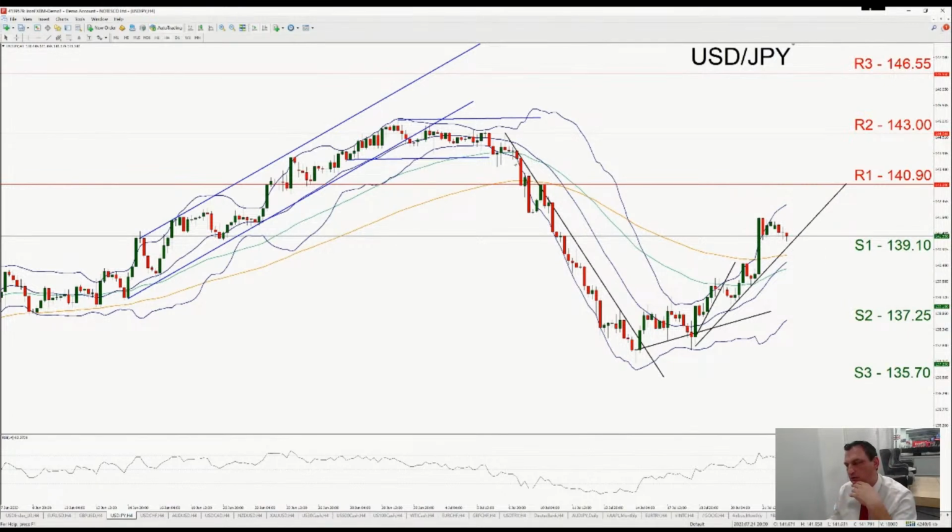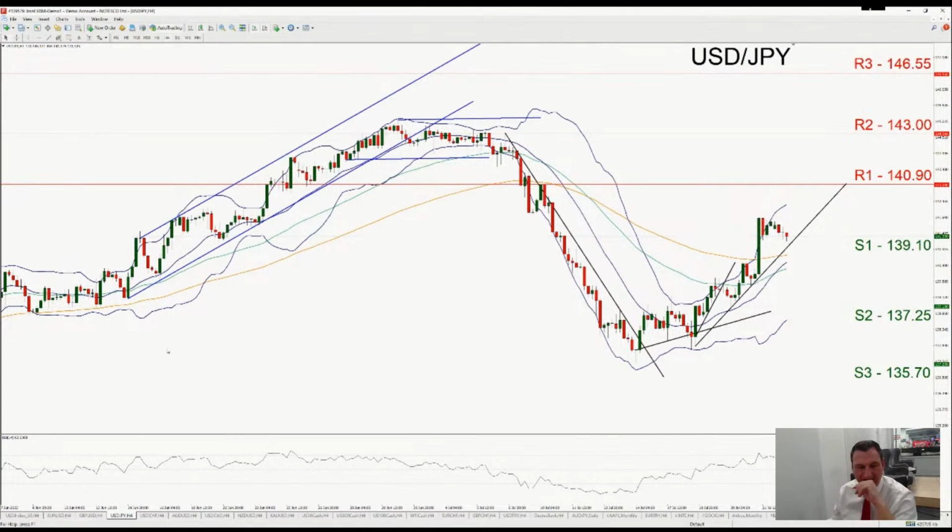While for a bearish outlook, I would require the pair to drop, break clearly the 139.10, break the upward trend line, once again signaling that the upward motion has been interrupted, and aim, if not even reach, the S2 137.25.